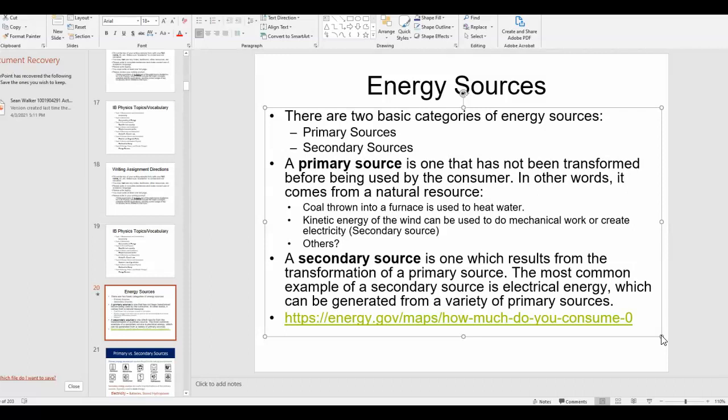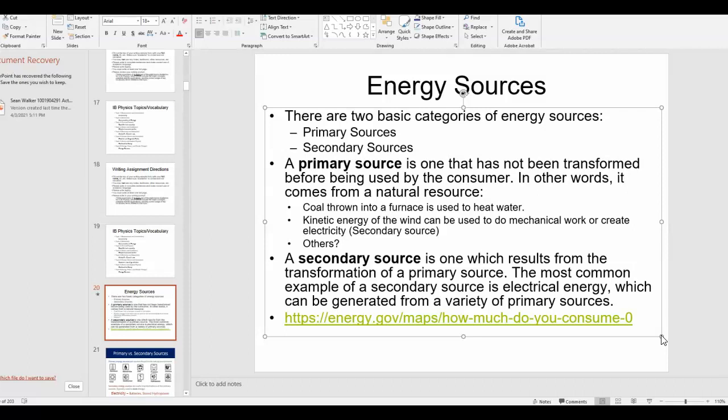For example, coal is a primary energy source. If you have a piece of coal, it has to be transformed before it can be used by the consumer. Holding a piece of coal in your hand doesn't really help you. Now, if you throw the coal into the furnace and it produces heat, then that heat could be a secondary source. A secondary source is one which results from the transformation of a primary source. For example, heat coming off of a fire might be a secondary source of energy. The most common example of a secondary source is electrical energy.